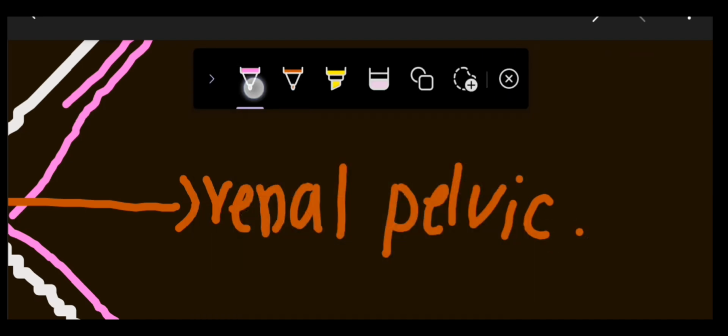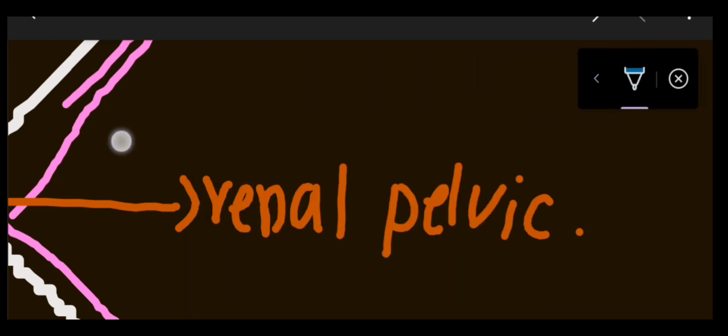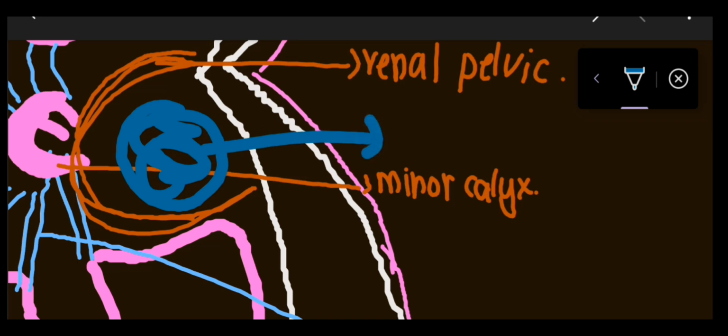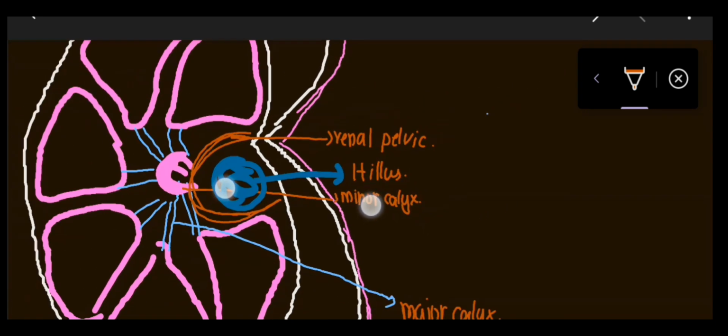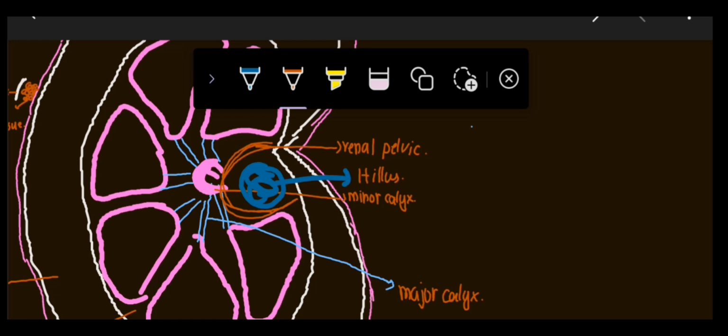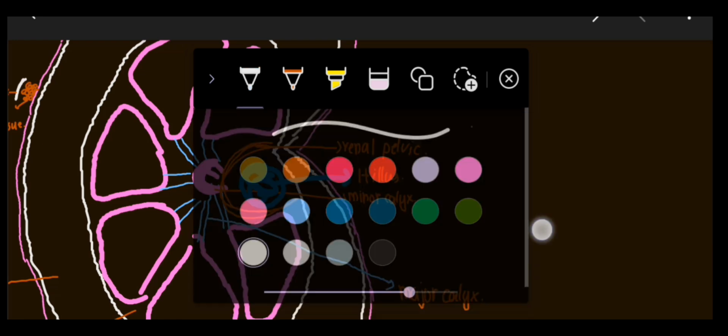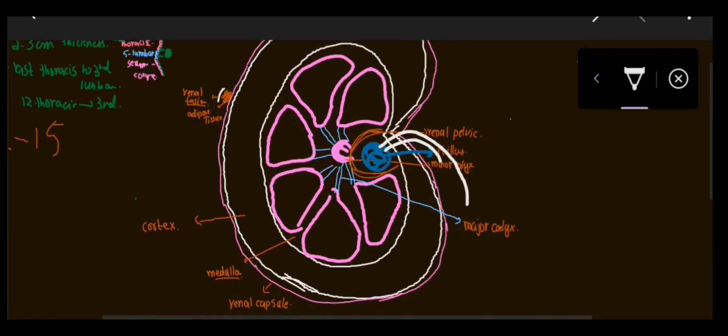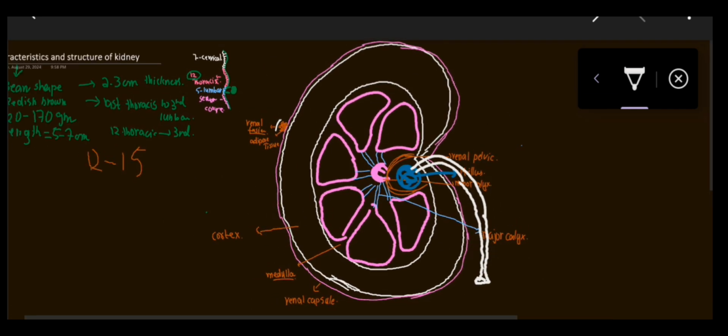Now inside this renal pelvis, a structure is present which is known as hilus. Okay, so from this hilus, the ureter will come out. From here the ureter will come out. Yes, here you can see. This is the ureter which will come out from the kidney. So now this was the structure of kidney.